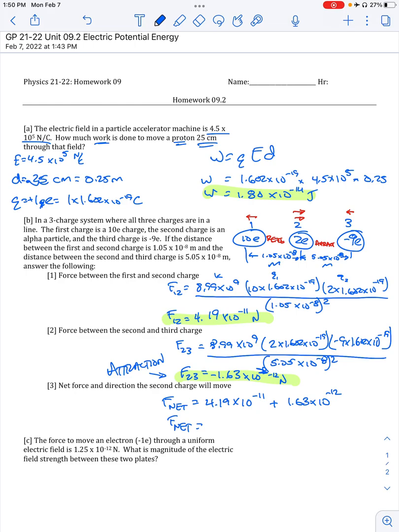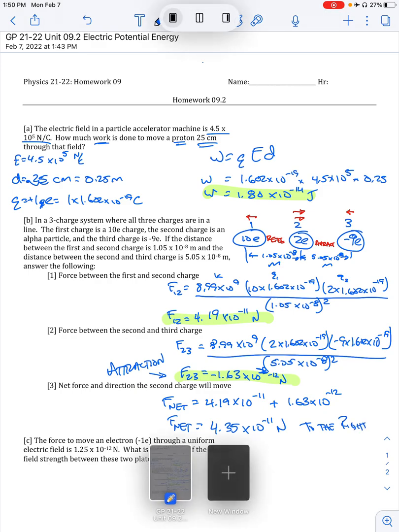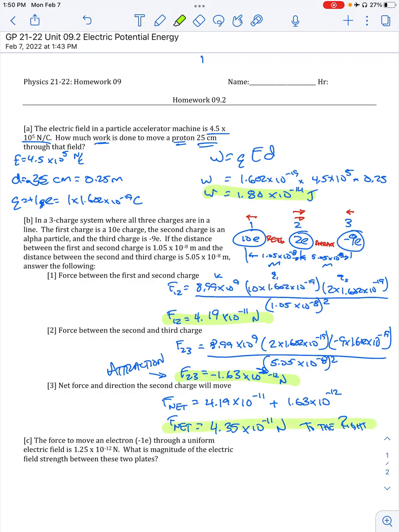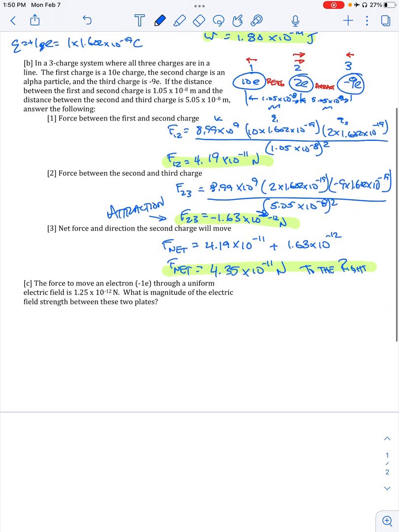So 4.19 times 10 to the negative 11th, I'm going to add that to 1.63 times 10 to the negative 12, and we see 4.35 times 10 to the negative 11th newtons, and it's going to be to the right. All right. Oops, sorry. To the right. Okay, and again, the reason we added those together is because they're both acting the same direction.